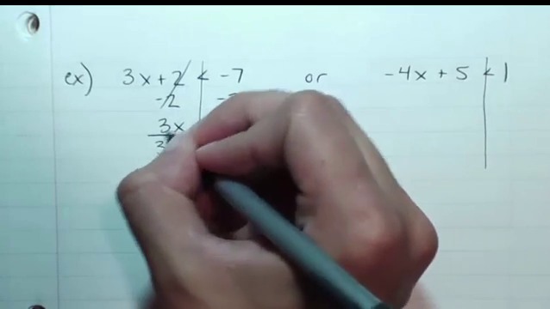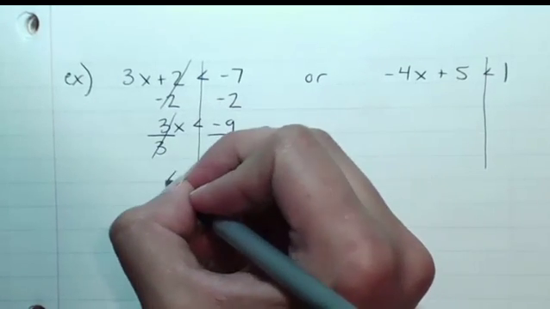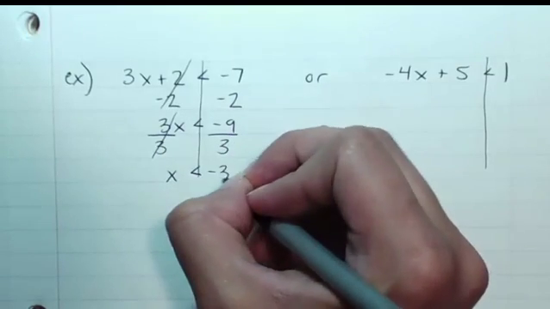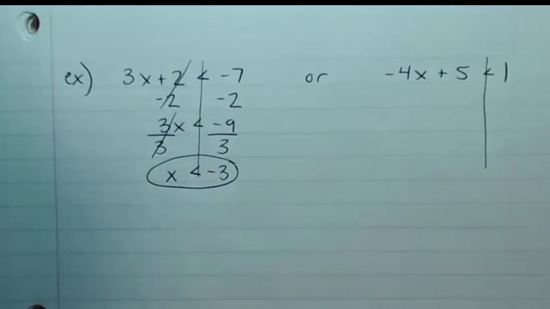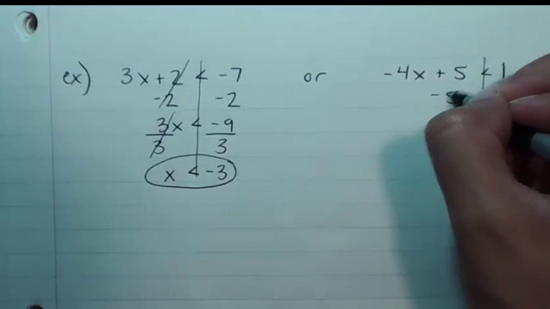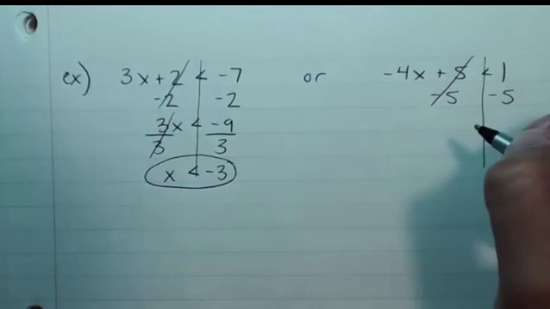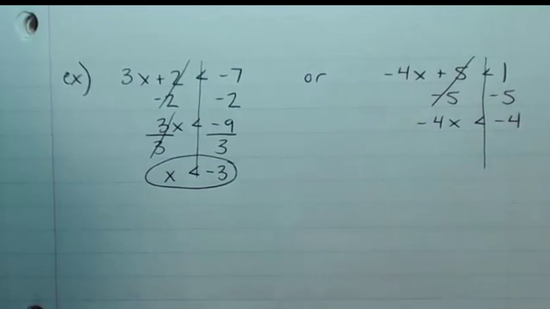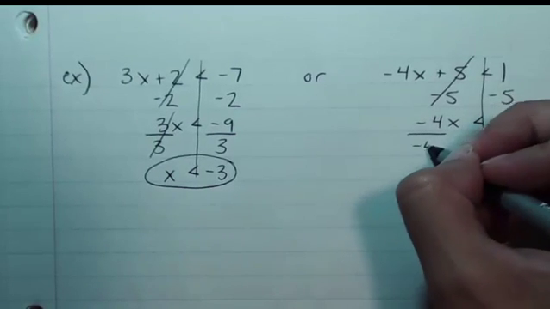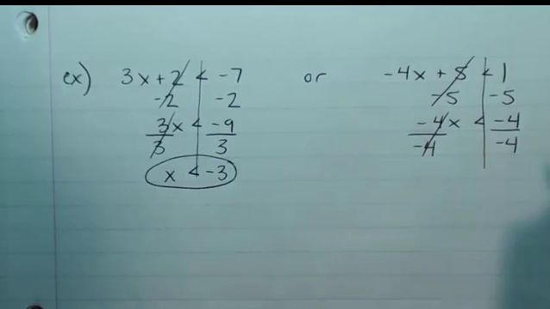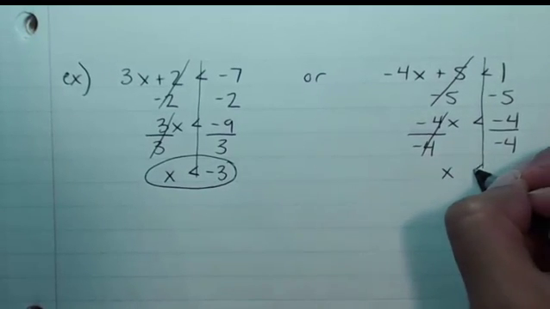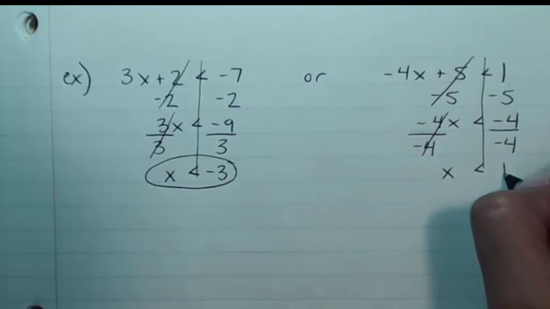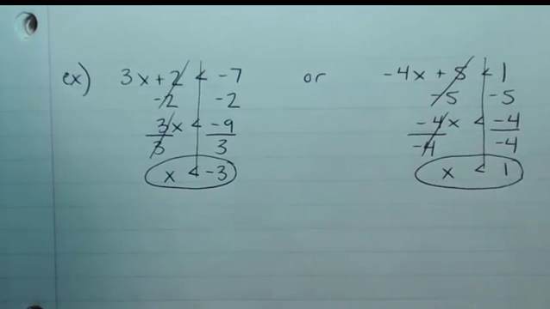And to isolate the variable, I'm going to divide by the coefficient of 3, which gives me x is less than negative 3. So I simplified that first inequality. Second inequality, I'm going to get x by itself. So again, I'm going to subtract 5 on both sides, which leaves me with negative 4x is less than negative 4. Divide by the coefficient of negative 4. And that leaves me with x is less than, negative 4 divided by negative 4 is a positive 1. So x is less than 1.